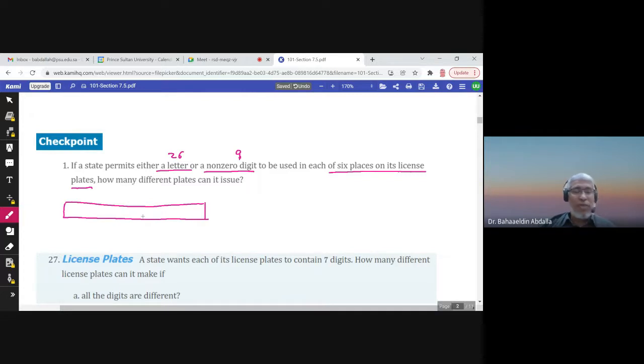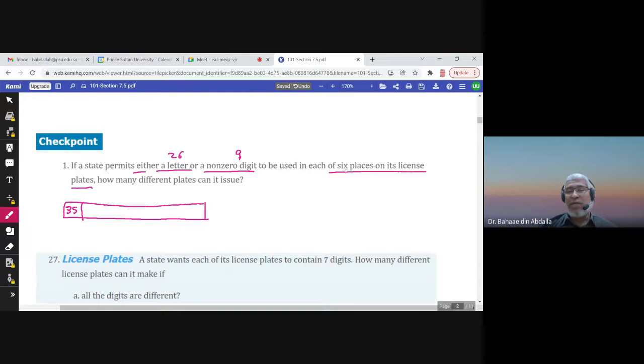The state permits either a letter or a non-zero digit. So in the first place, what are the possibilities? Either a letter or a non-zero digit. So you can put here in the first place a letter or a non-zero digit. How many letters and non-zero digits are possible? 26 plus 9. That's 35. So I can choose the first place among 35 possibilities.